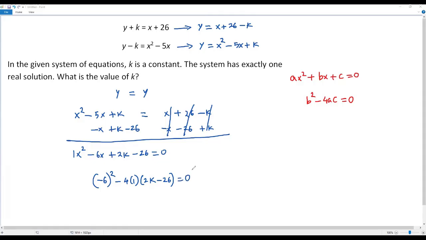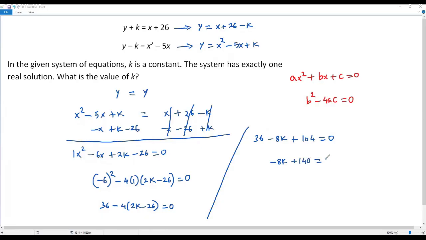Now let's solve for k in this equation. The evaluation of this negative 6 whole square is 36. Negative 4 times 1 is 4 times 2k negative 26 equals to 0. Okay, now let me continue over here. 36. We can distribute this negative 4 to this one and this one. Then I'm getting negative 8k. Negative times negative will be positive. 4 times 26 is 104 equals to 0. Okay, negative 8k. When I combine 36 and positive 104, I'm getting positive 140 equals to 0.